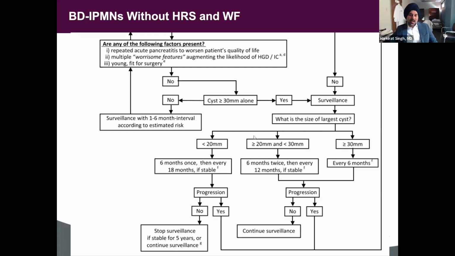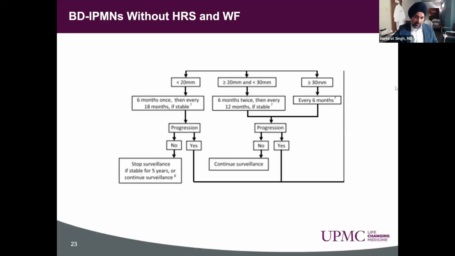So now, branched-duct IPMNs without those features, which is the most common patient that we see. The patients are usually anxious, because anything reported on a CT or MRI that you have a mass or a cyst in the pancreas, of course, everybody thinks that they may have cancer. So these are the patients without high risk, without worrisome features, and the management depends on the size. Okay, I'm going to go forward. So this is that part of the flowchart.